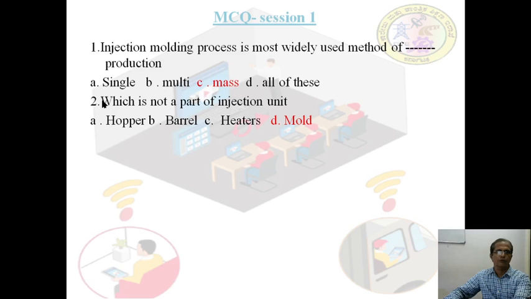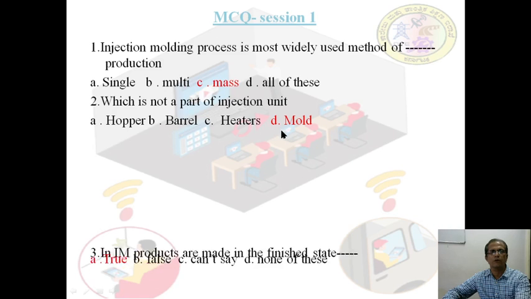Now question number 2, which is not a part of the injection unit. The injection unit is the major part of the injection molding machine. See, some of the parts are given here: feed hopper, barrel, heaters. Of course, these are the parts of the injection unit. But mold is a different one. So the answer for question number 2 is mold.